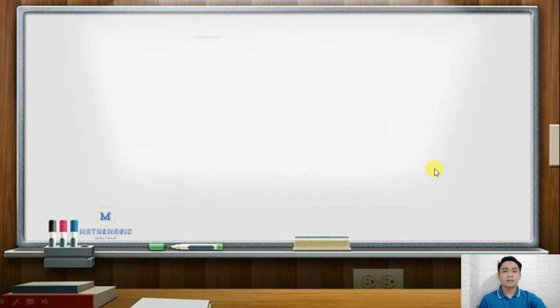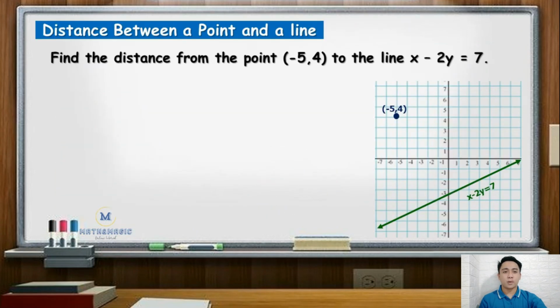As an example, find the distance from the point negative 5, positive 4 to the line X minus 2Y equals 7. When dealing with this example, we have to observe first if the equation of a line is written in standard form or AX plus BY equals C. If not, we have to transform it first to this form. Now, since the equation is in standard form, we will now get the corresponding values of A, B, and C.